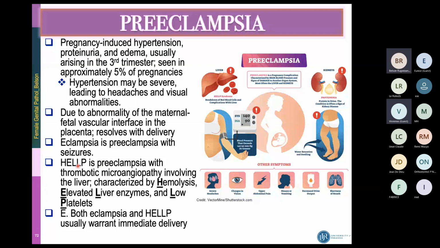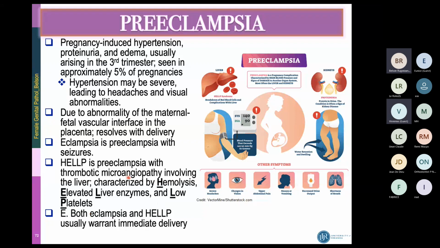So HELLP, this is a syndrome, preeclampsia with thrombotic microangiopathy involving the liver. So they have a hemolysis, elevated liver enzymes, and low platelets. So as I said, both eclampsia and HELLP usually warrant immediate delivery.